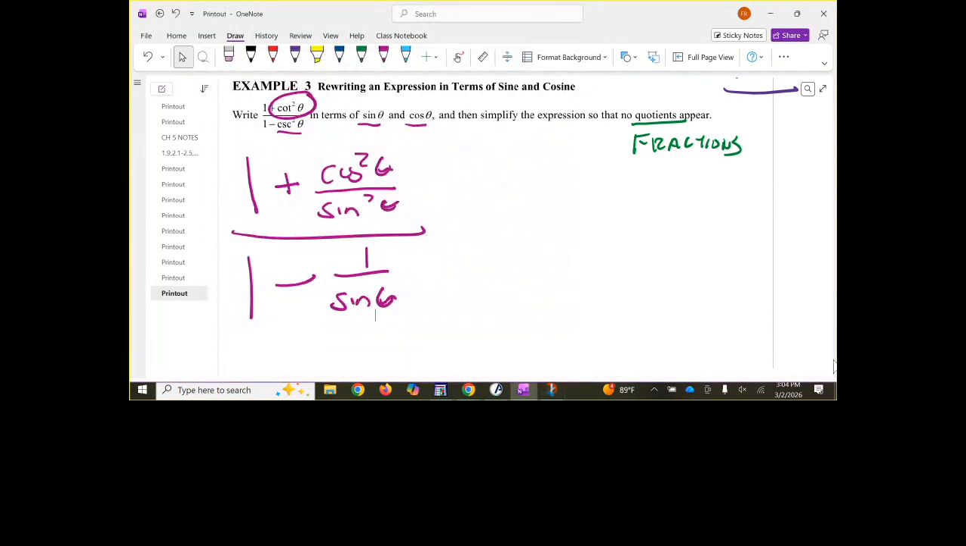Okay, so y'all, let's do this. Let's see if we can get some fractions together. I'm going to think of that one as 1 over 1. And between 1 and sine squared theta, we could write this by getting a common denominator of sine squared theta. We can say 1 is the same thing as sine squared theta over sine squared theta, right? Why? I want to get a single fraction upstairs.